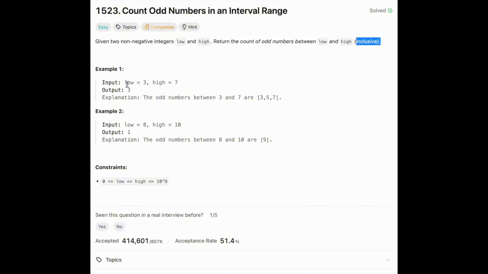So if you look at this example, low is 3 and high is 7. 5 is in between, but since it's inclusive, we have to include 3 and 7. So there are 3 odd numbers, so we return 3. And if you look at example 2, there's 8 and 10. And 9 is the only odd number between 8 and 10, so we return 1. So now that we have seen some examples, let's get to how we can solve this problem.